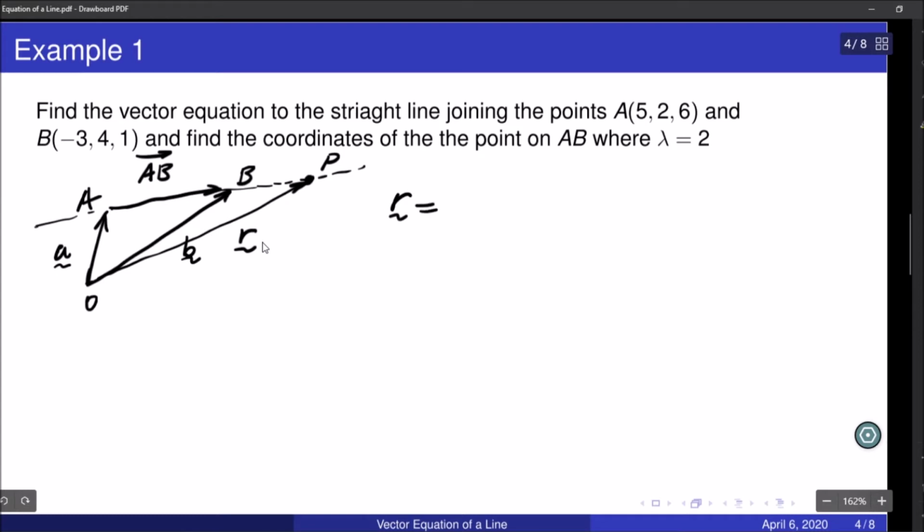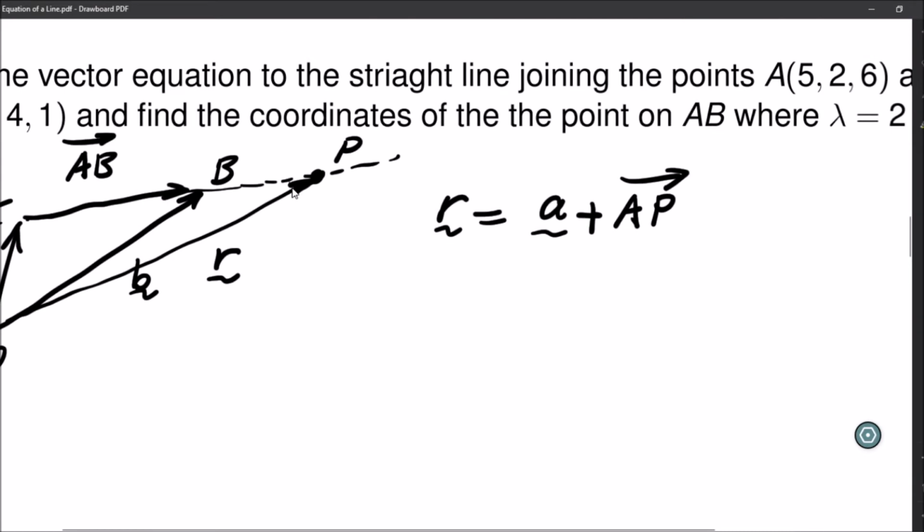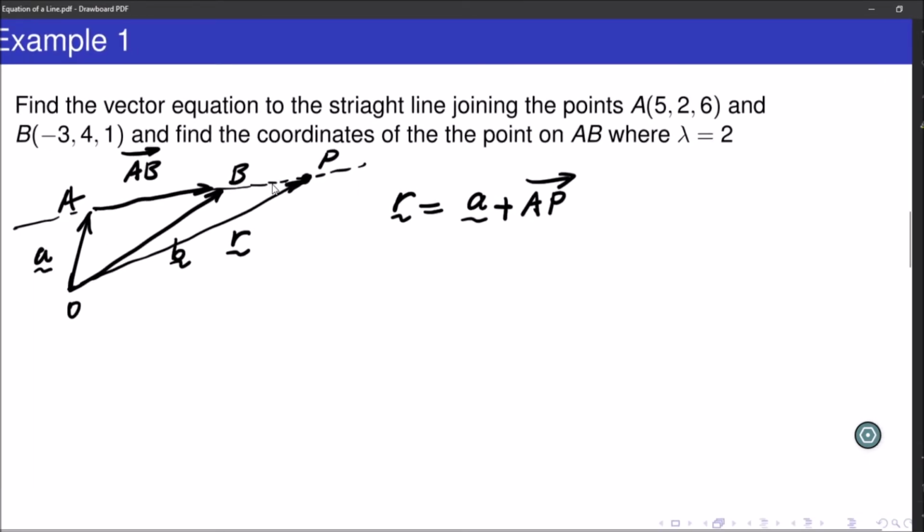So the vector representing the arbitrary point P equals your starting point A plus AP. Obviously, simple vector addition: R equals OA plus AP. Now, how do we define AP? Well, we know it's a scalar multiple of AB. So we can say R equals A plus a multiple of AB.